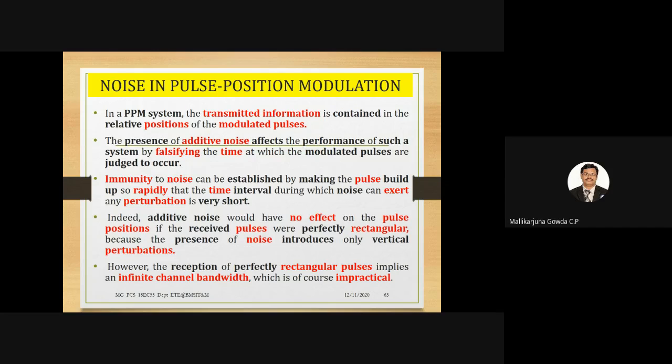Now, the presence of additive noise in the channel, which we usually assume to be additive white Gaussian noise, will affect the performance of the system. How does it affect the performance? By falsifying the time at which the modulated pulses are judged to occur, meaning the trailing edge or leading edge. With the noise added, we may take a decision about the trailing edge or leading edge at wrong times because of the noise.